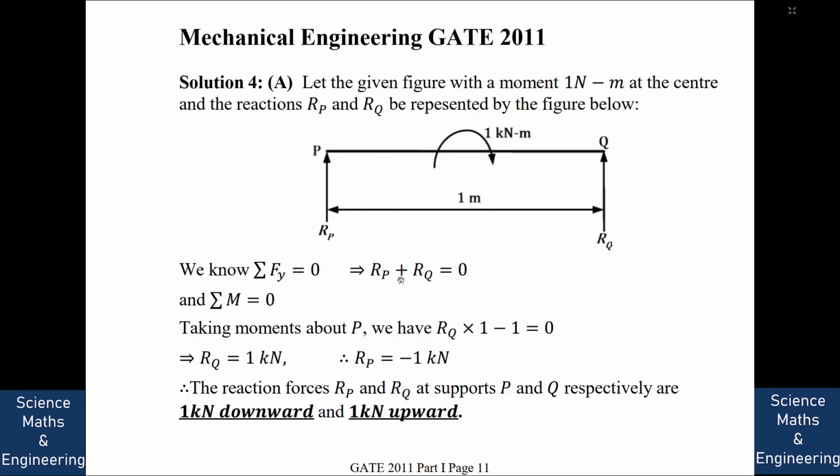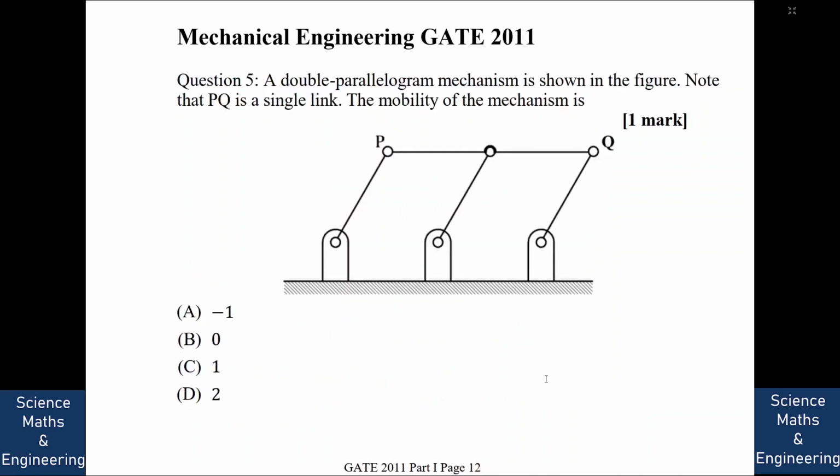Now from the equation Rp plus Rq equal to 0, Rp is equal to minus 1 kilonewton. That means Rp's direction is wrong, so Rp would be downward. Thus the reaction forces are 1 kilonewton downward and 1 kilonewton upward. So we'll go to the next question.